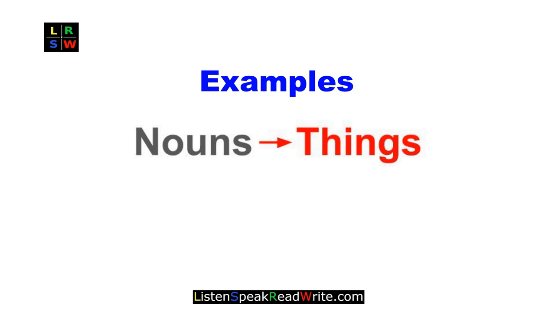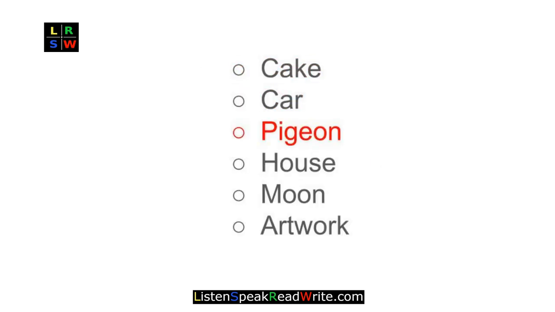Nouns: things. Cake, car, pigeon, house, moon, artwork.